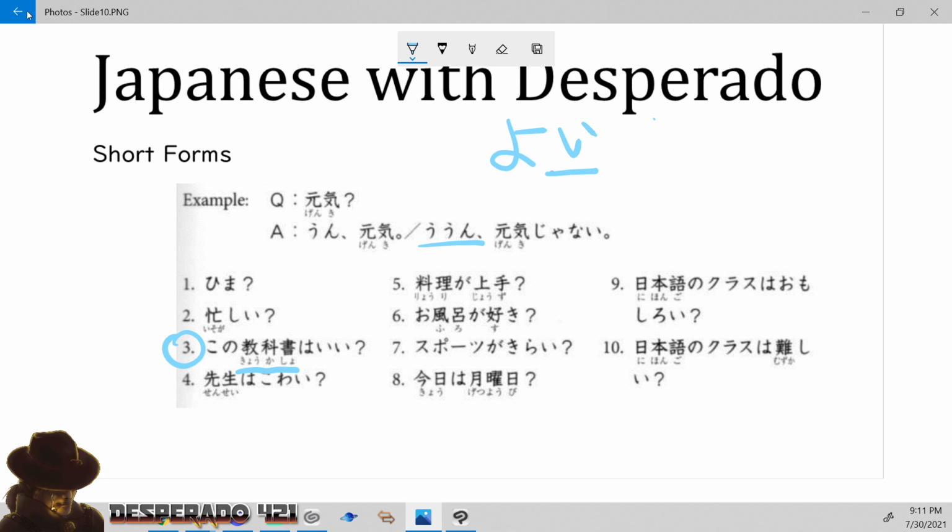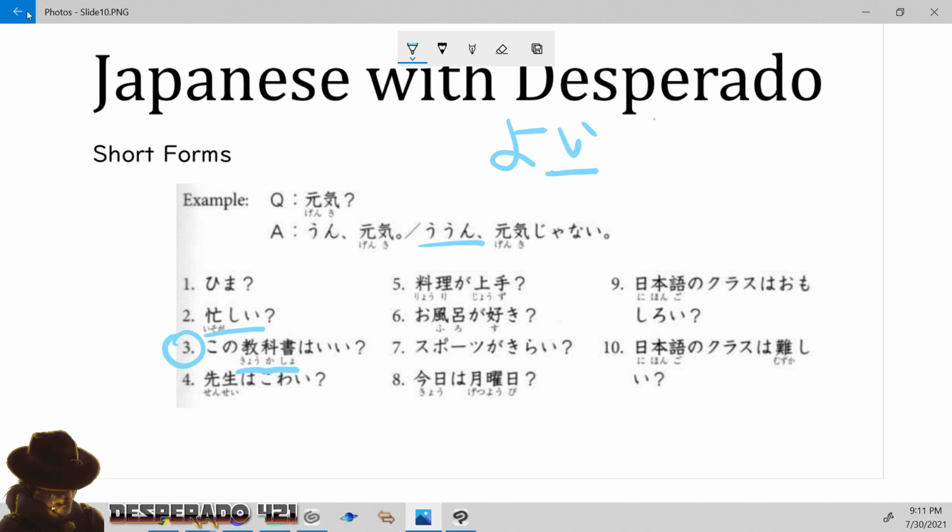So this one here was "kowai." It would be the same thing I just did, right? "Yokunai." So you would skip the "kono" and then just do the textbook. Yokunai. Very good.